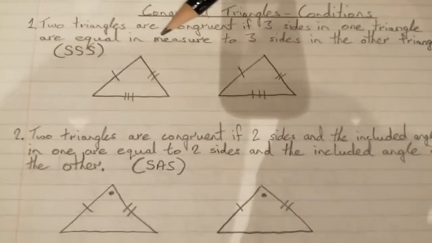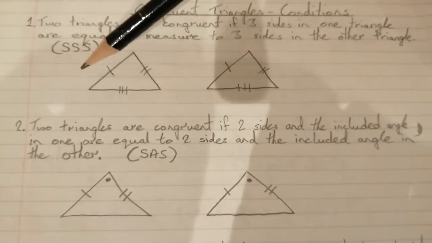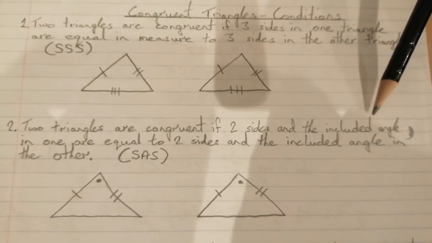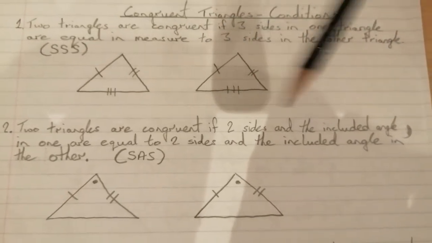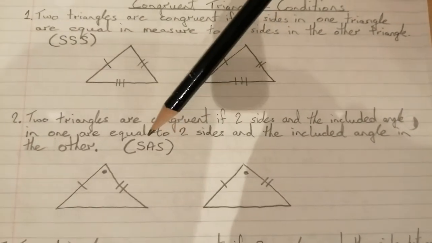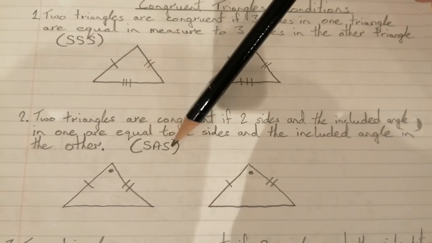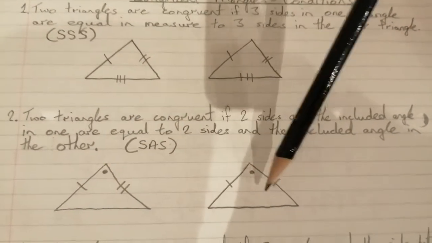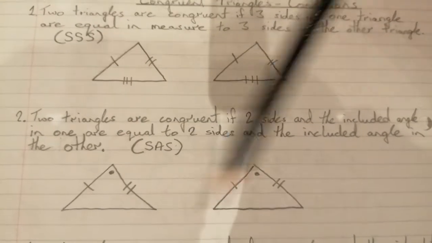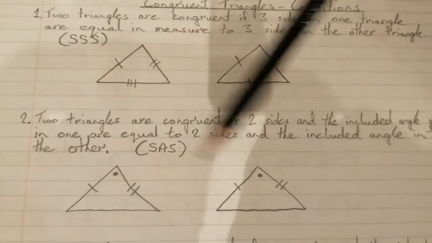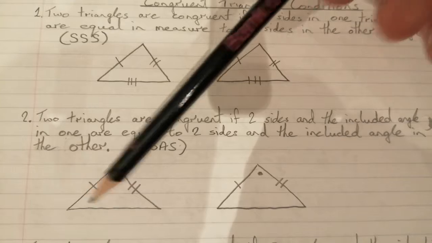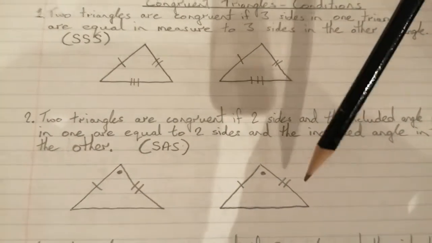Okay. Another way of proving that two triangles are congruent is if two triangles have 2 sides and the included angle equal. So two triangles are congruent if 2 sides and the included angle in one are equal to 2 sides and the included angle in the other. And for shorthand, we say SAS for side, angle, side. So if we have two triangles and we know that the length of this side is equal to the length of this side on this triangle, the length of this side is equal to the length of this side, and this angle is equal in measure to this angle, then without finding anything else about the remaining side or the remaining 2 angles, we can say these are definitely congruent.